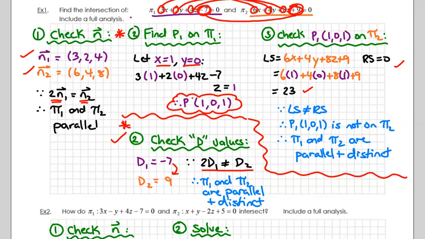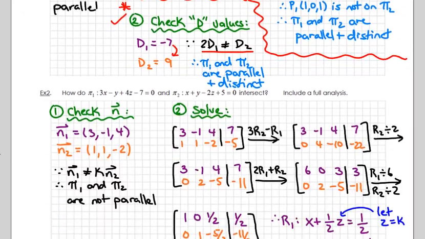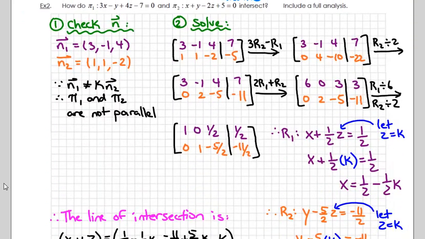Okay, so let's take a look at the next one. All right, example number 2 is saying, how do these planes intersect? And by the way, they're always going to start like that. They're not going to give you any clue. They're just going to be like, okay, which of these 3 cases do we have?